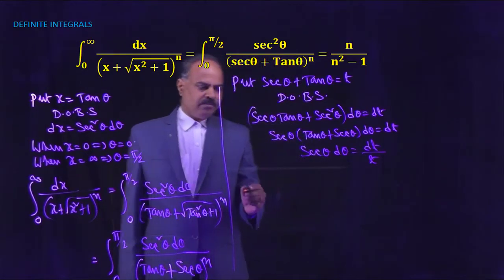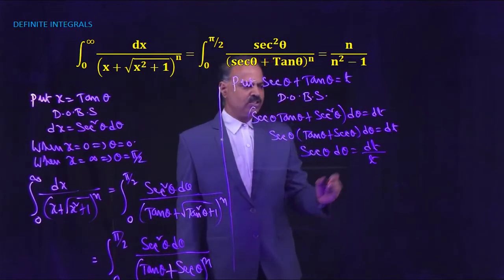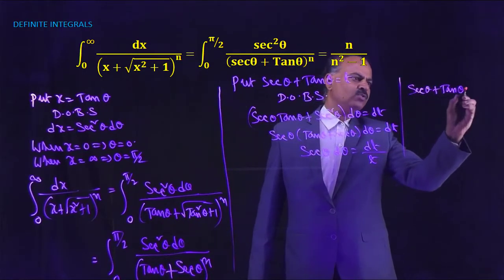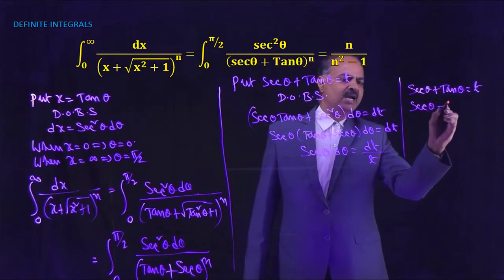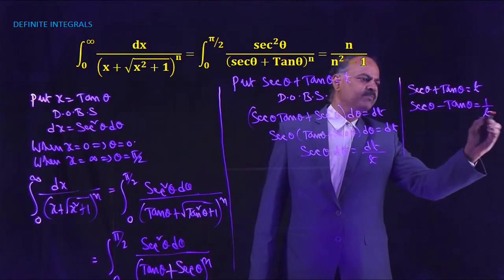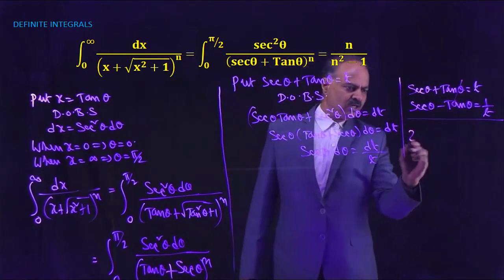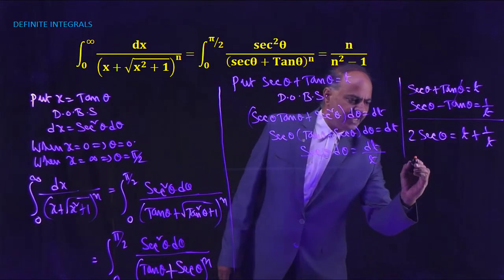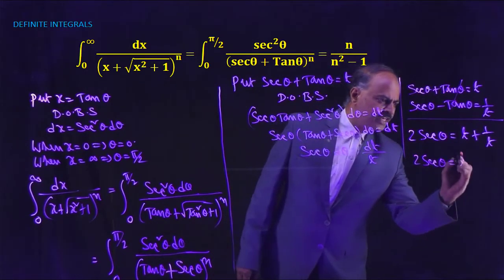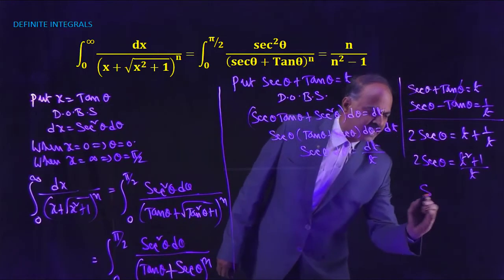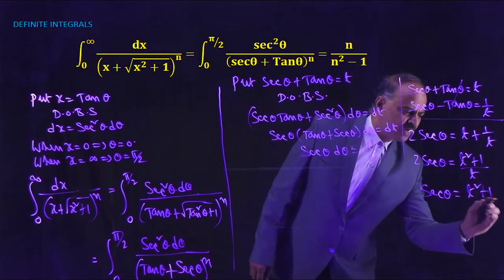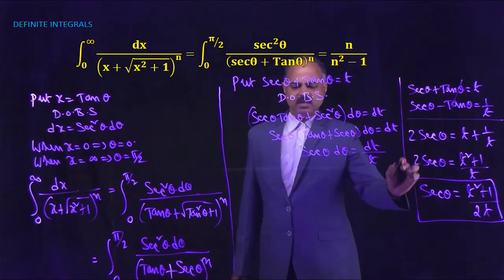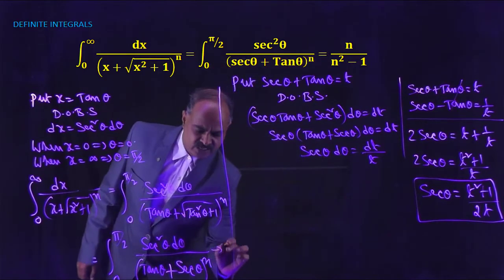Now here secant theta plus tan theta is equal to t, and secant theta minus tan theta is equal to 1 by t. Now adding these two, 2 secant theta equal to t plus 1 by t. So 2 secant theta is equal to t square plus 1 by t. So secant theta is equal to t square plus 1 by 2t. This is equation number 1.